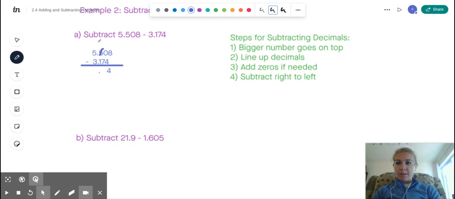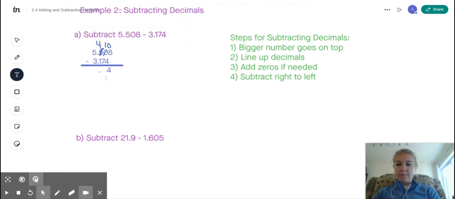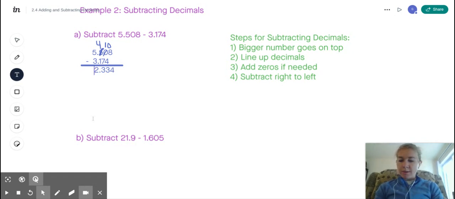So my 5 becomes a 4. And then my 0 becomes a 10. Okay, so now we have 10 minus 7. That's 3. And then 4 minus 1 is 3. Okay, and then last but not least, 5 minus 3 is 2. So there you have it, 2.334.